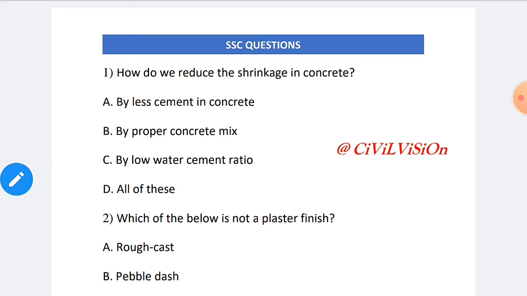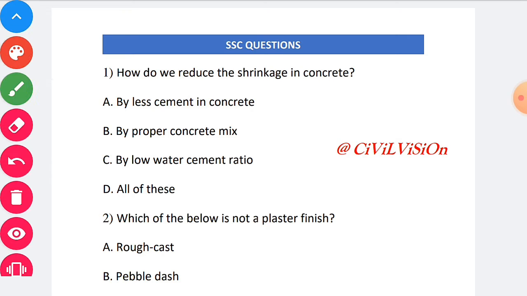Let's start. First question, how do we reduce the shrinkage in concrete? Shrinkage is the main disadvantage in concrete. It tends to cause tensile cracks. So, how do we reduce the shrinkage? By less cementing concrete, by proper concrete mix, by low water cement ratio. The correct option for this question is option D, all of this.